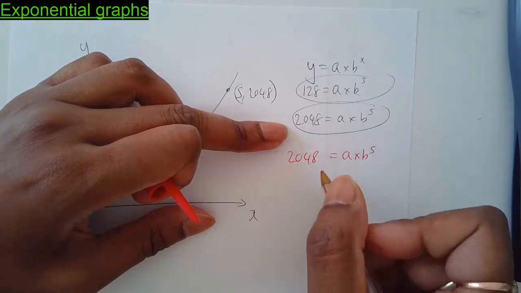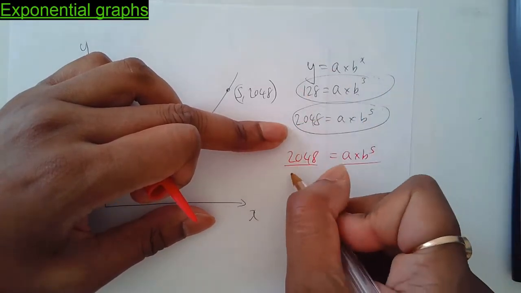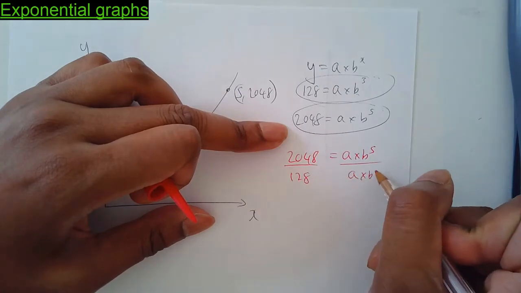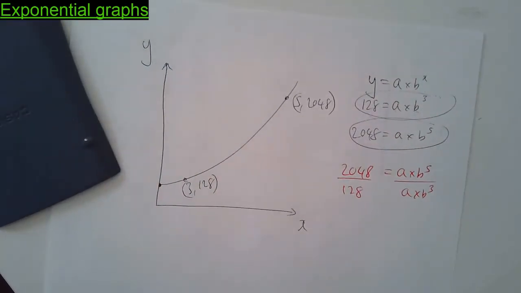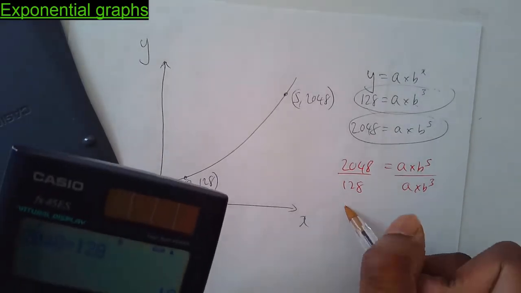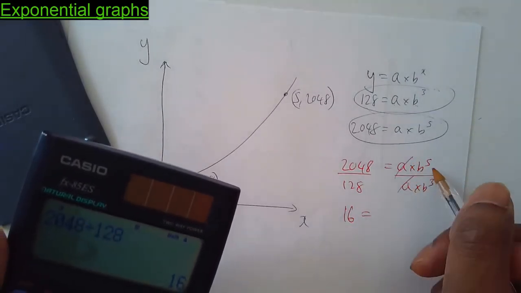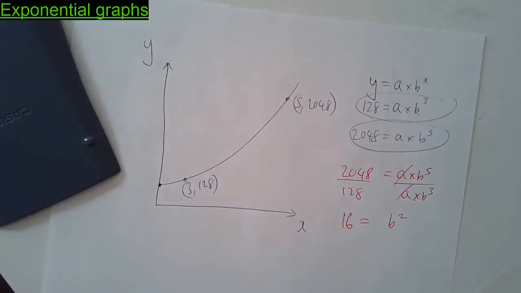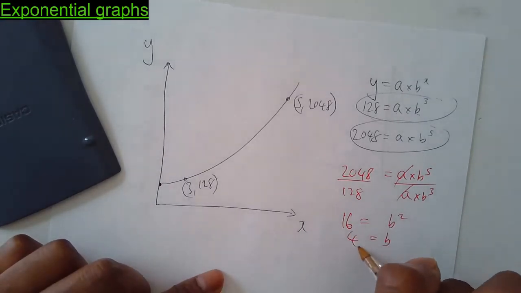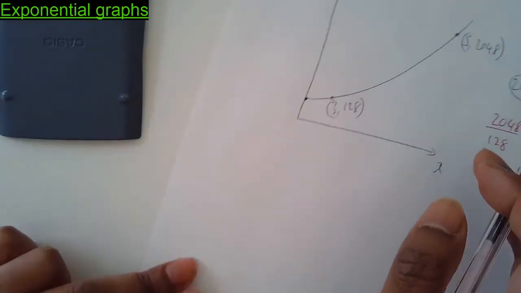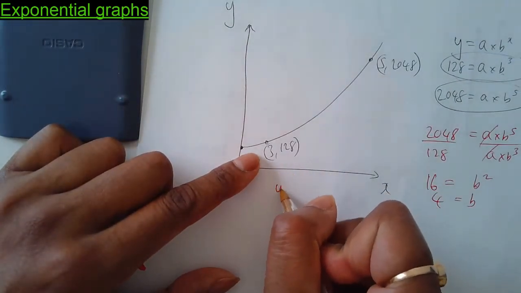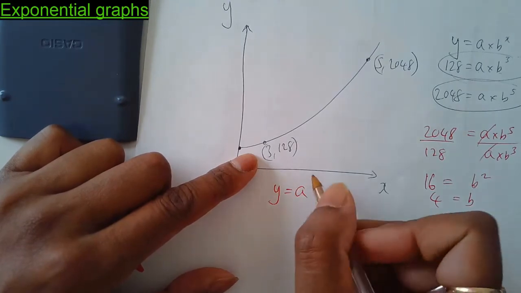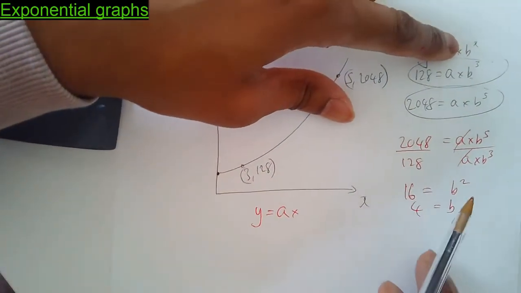That's that, divided by that. I'll do this quicker this time. 2048 divided by 128. Let's just check. 16. The a's cancel, that will be b to the power of 2. And clearly b is equal to 4. 4 squared is 16. Got one of the letters now. Let's go for the other one. So y is equal to a. I don't know what a is, but at least I know what b is now. B is 4.